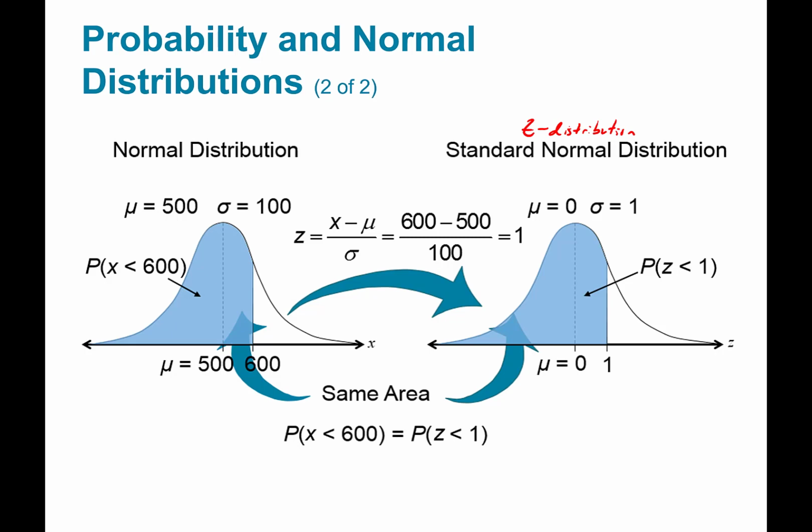So in this case, if we're trying to find the probability that x is less than 600, then we're just going to convert that to the z-score by using 600 minus 500 divided by 100, which is our data value minus our mean divided by our standard deviation. And when we do that, we end up with a z-score of 1. So then the probability that x is less than 600 is going to be the exact same as the probability that z is less than 1, which we know how to find. We can look that up on our standard normal table. The areas underneath the normal distribution are going to be the same.